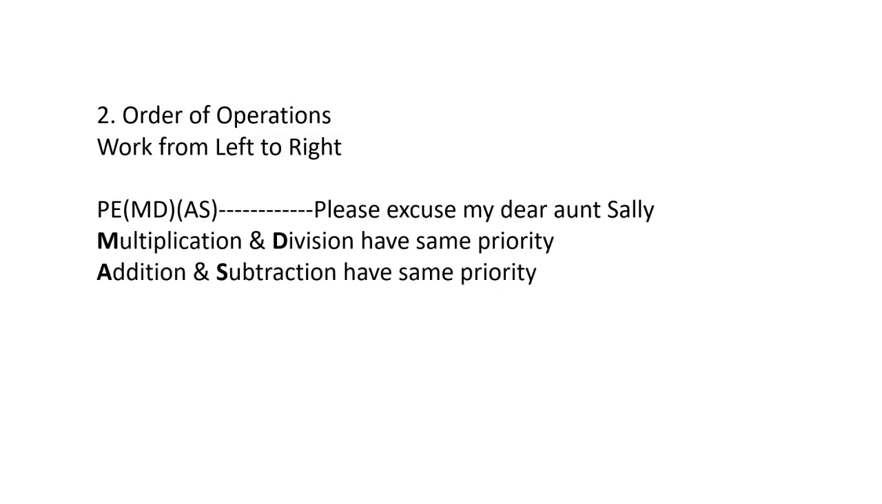Multiplication and division have the same priority, and addition and subtraction have the same priority. So in this example, 8 minus 3 plus 5, although when we write the rule we have to say something first, we usually say multiplication before division. But remember, it doesn't mean multiplication goes before division. They have the same priority.